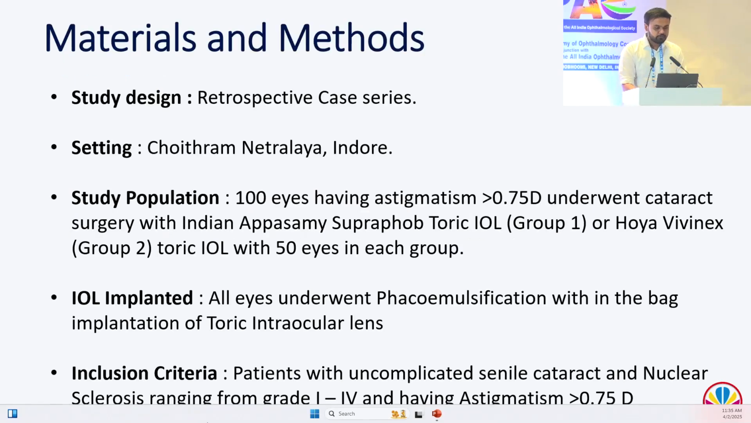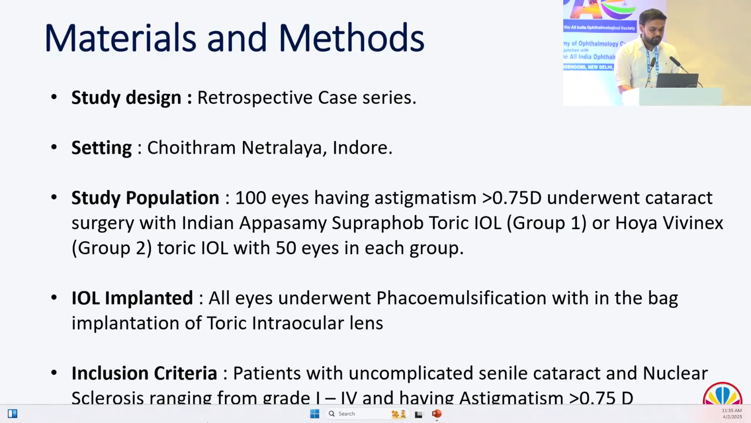It was a retrospective case series conducted at Choitram Netralaya, Indore, in which 100 eyes were selected having astigmatism of more than 0.75 diopters. They underwent in the bag IOL implantation either with Indian Appasomi Suprafob toric IOL or Hoya Vivinex toric IOL. There were 50 eyes in each group.